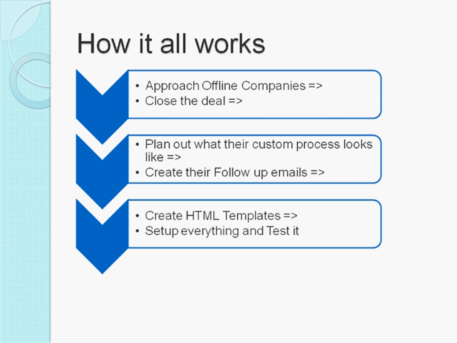So now that you know how it all works, we can move on to video 2, where we actually talk about offline companies, how to find them, how to see whether they're a good candidate, and how to approach them and how to close the deal.